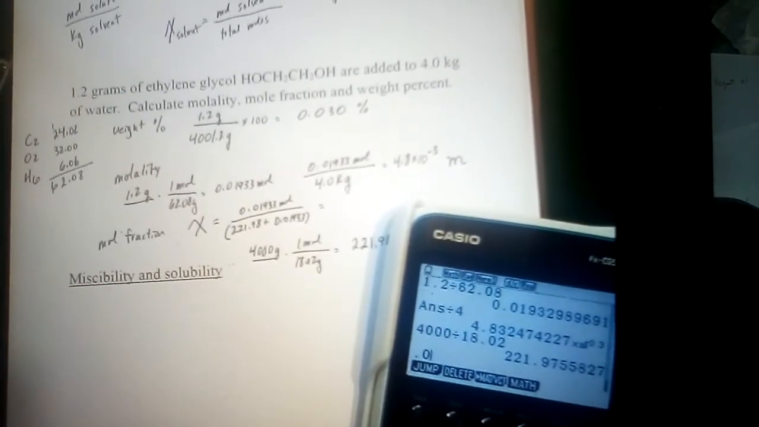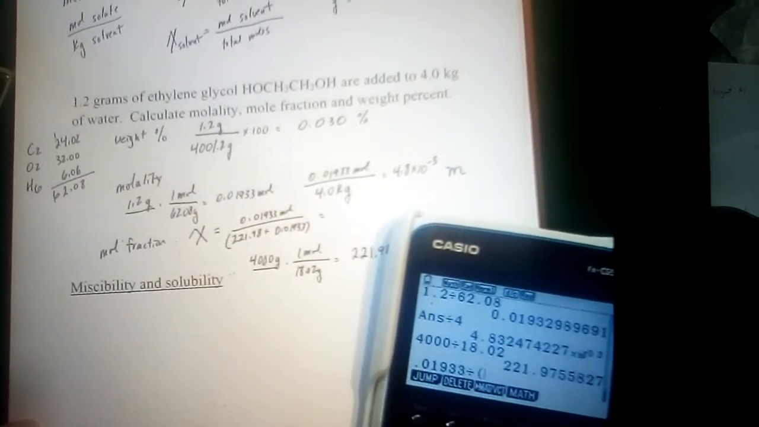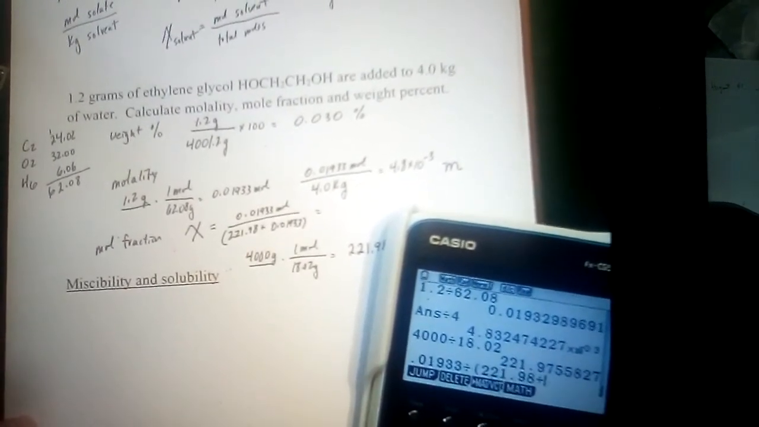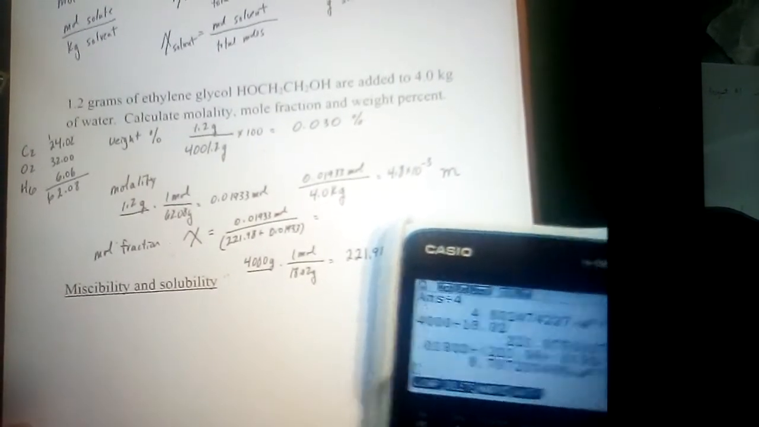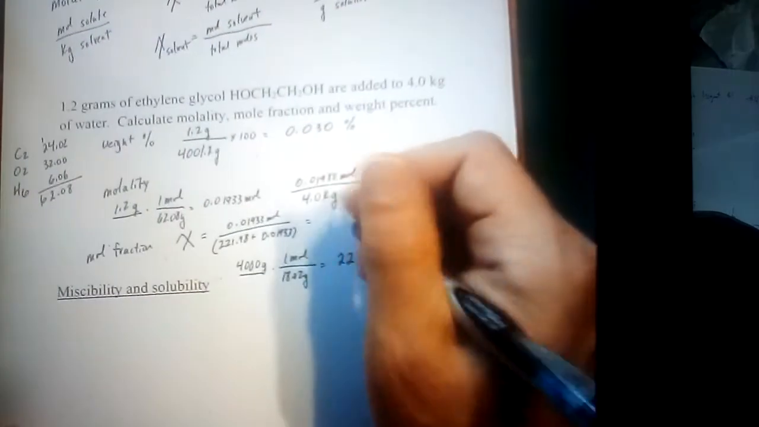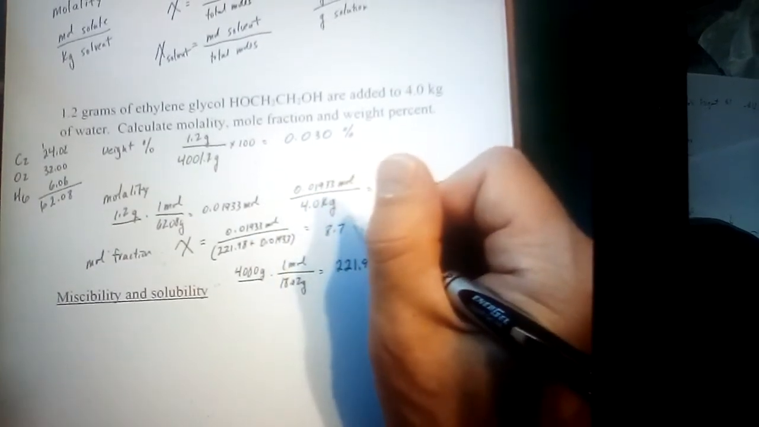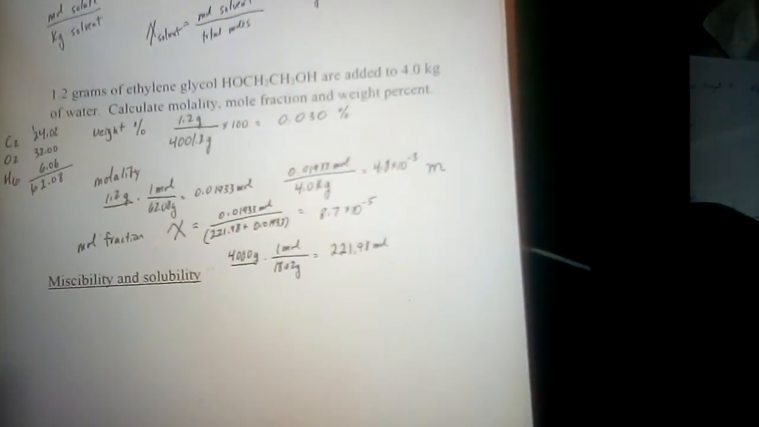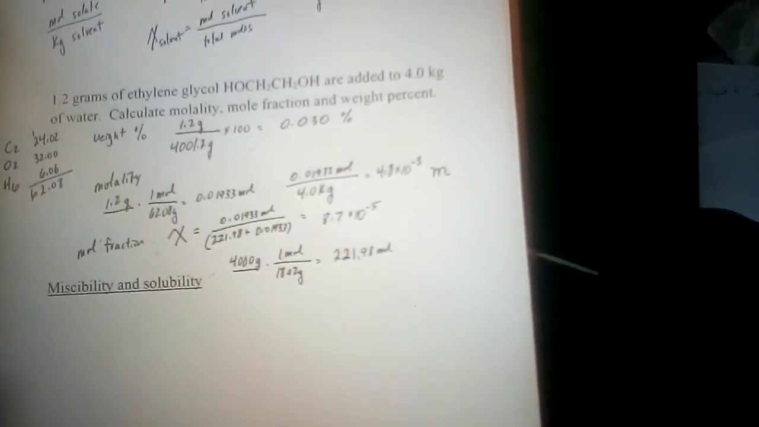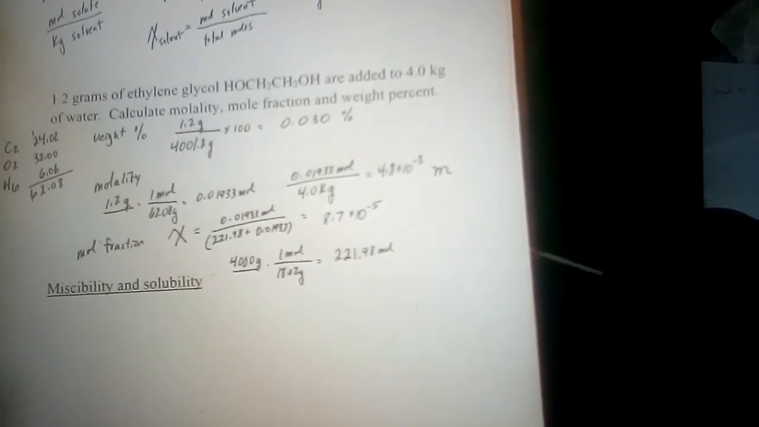So if I plug that in, 0.01933 divided by 221.98 plus 0.01933, that gives me 8.7 times 10 to the minus fifth. Okay, and there's no units on mole fraction because moles cancels with the other moles that we're dividing by. But that gives us a much smaller number there for that particular concentration.